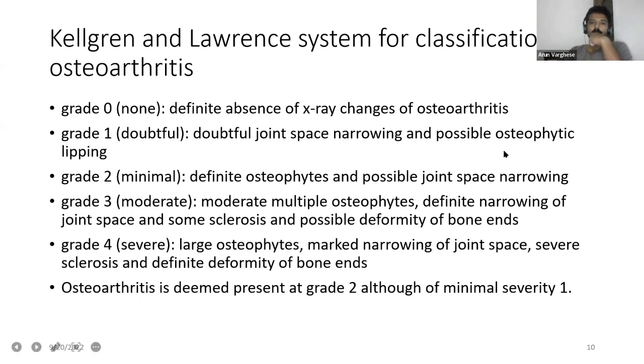So here, possible: one, and possible definite osteophytes; moderate: we have multiple osteophytes; and severe ones, we are going to find a large osteophyte. Okay, this is our classification, the Kellgren-Lawrence system of classification of osteoarthritis.